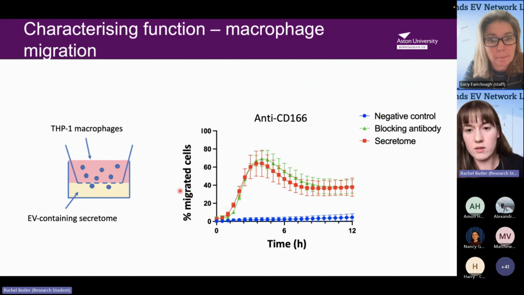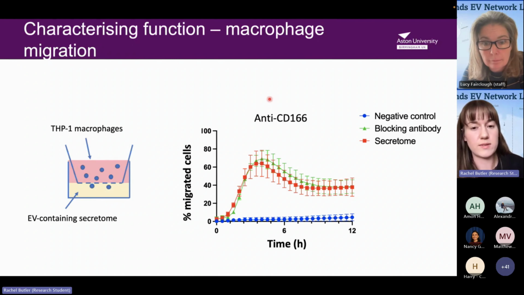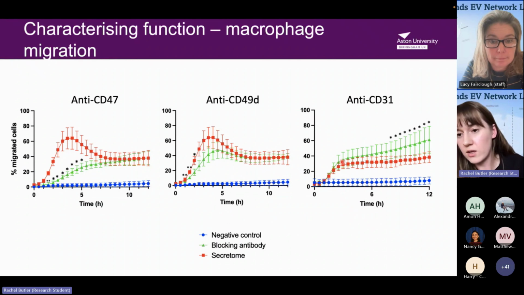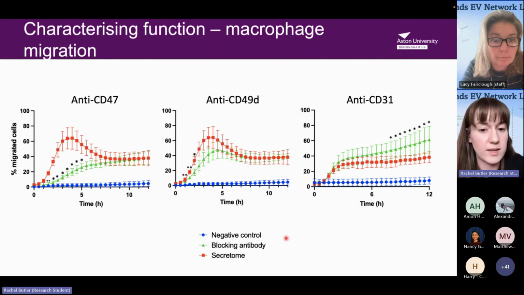So for the first protein of interest, CD166, I don't see any difference in the migratory profile. You can see that most of the cells have migrated between 4 and 5 hours, and that in the presence of a blocking antibody against CD166, I don't see any significant difference. But for the other proteins, I do start to see differences in the migratory profiles, suggesting that they are potentially involved in that attraction process somehow, but that needs further investigation.